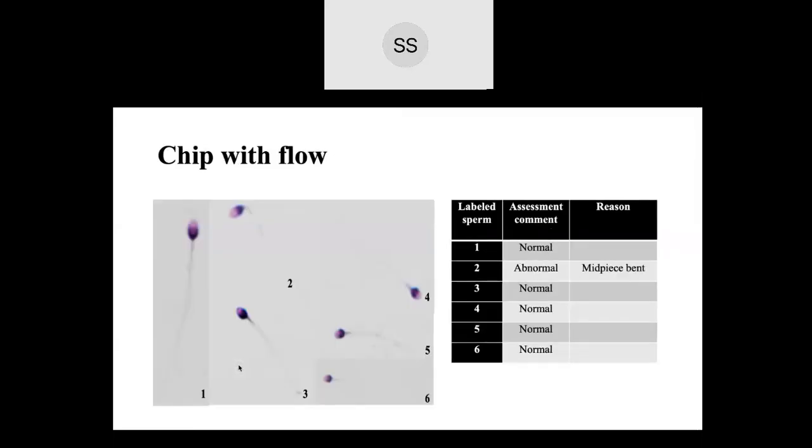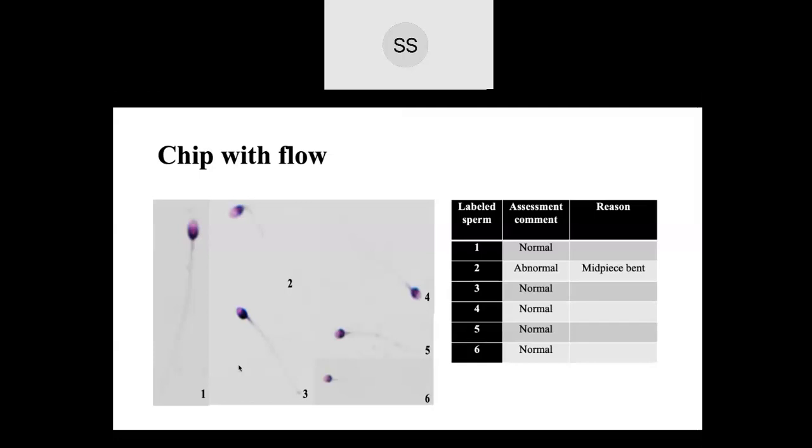So these are some images from the with flow sample where we observed a high number of morphologically normal sperm cells, and according to one study published in 1990, if a morphologically healthy sperm cell is chosen for fertilization, the chances of fertility increase from 40 to 97%.